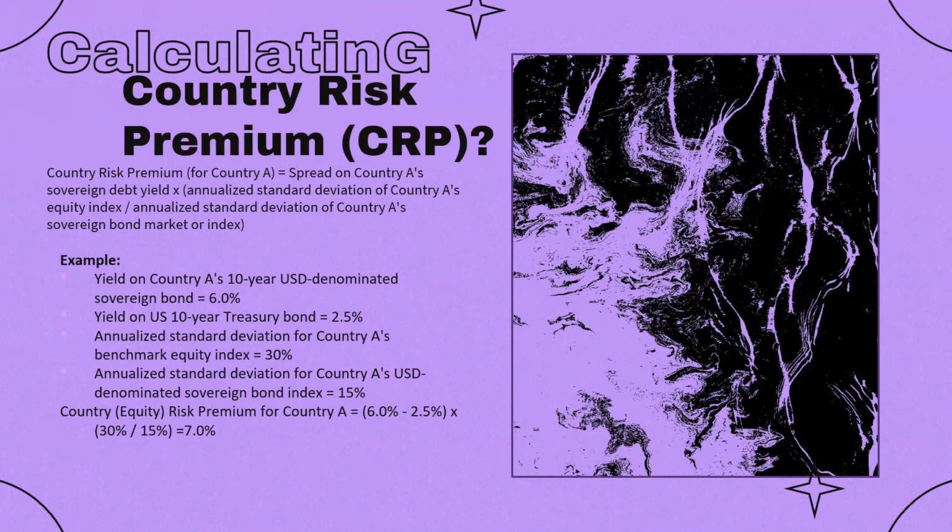No? So to calculate the CRP, we will use this formula, class. No? So let's just derive it. That's 6% less 2.5% multiplied by 30% over 15%, or 7%. No? So ito naman class, we just have to derive this formula to compute for the country risk premium.